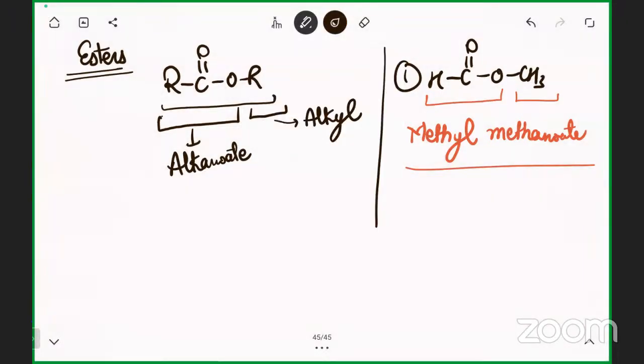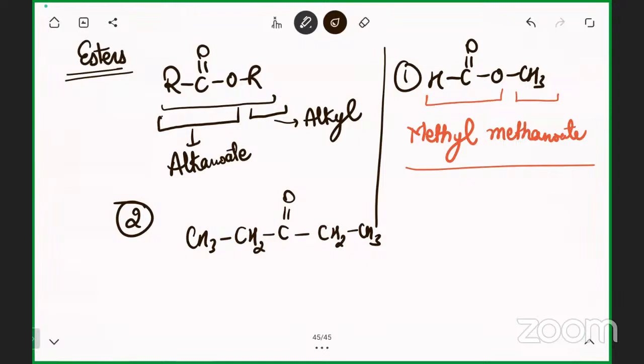Yes, sir. Okay, I'm giving another example. Second one, that is CH3, CH single bond, C double bond O single bond, CH2 single bond CH3. Now, okay, just make it easy first. CH3. Now, what is the name of this compound?